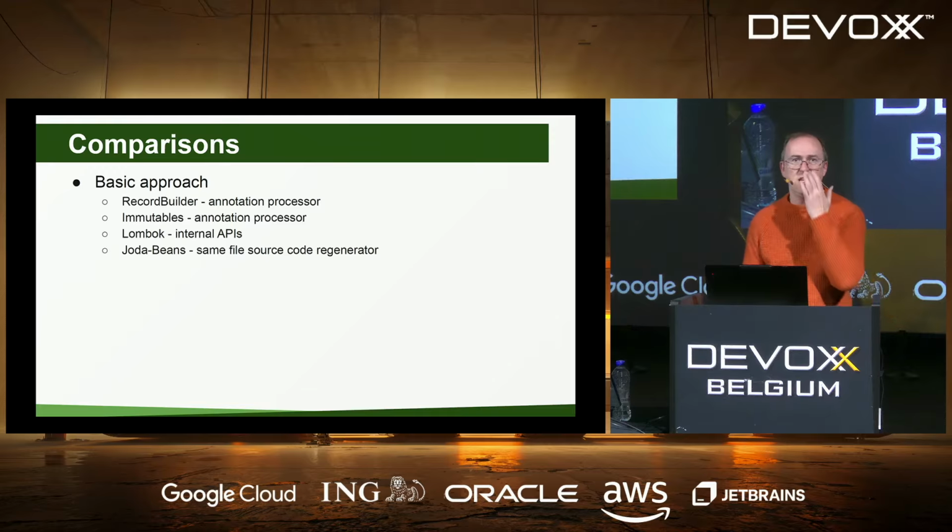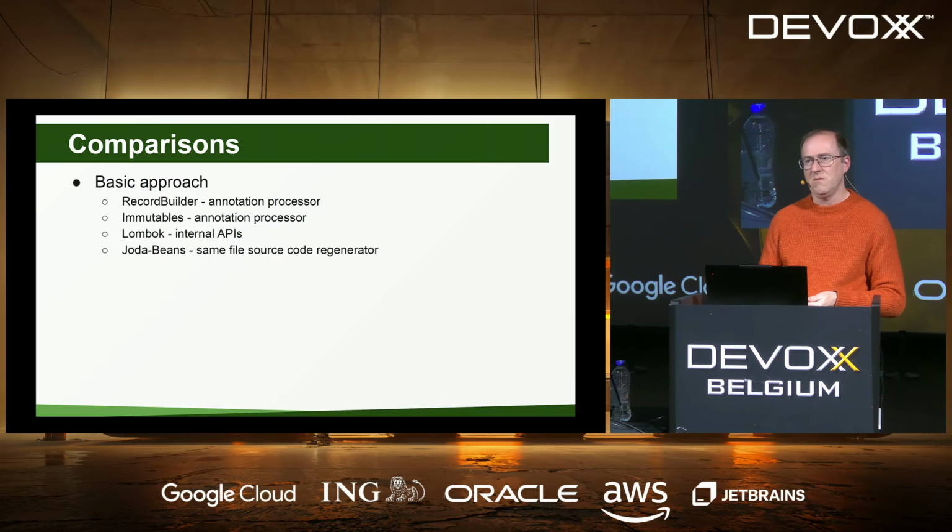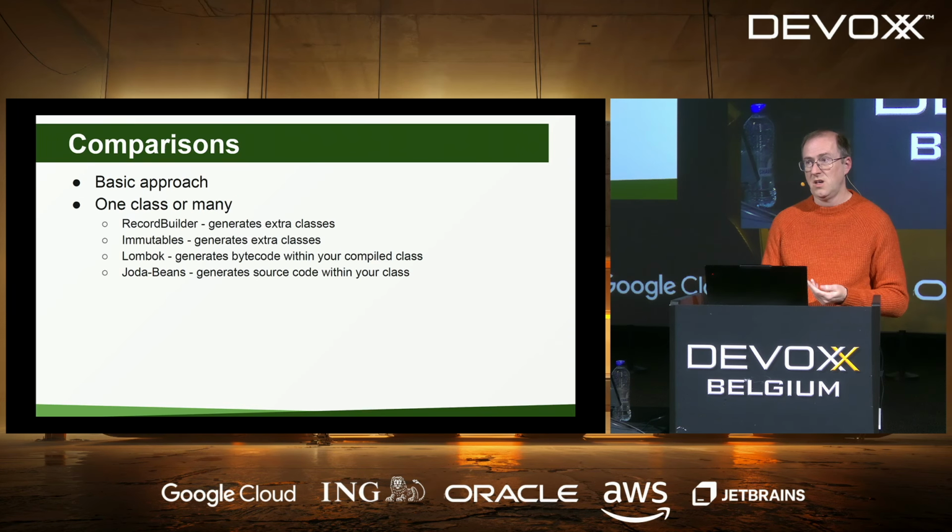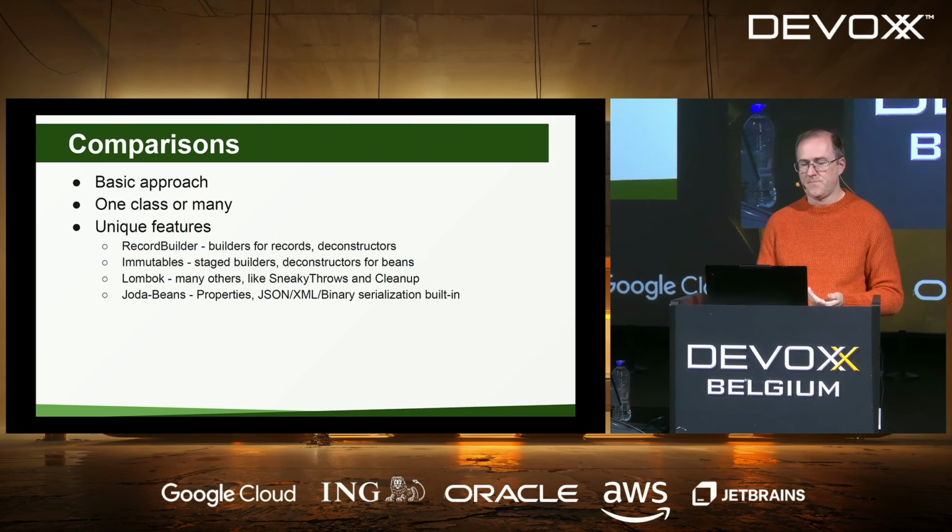So these are some of the things you need to compare on all these different approaches. Engineering is about trade-offs. There's no one right answer. So there's different approaches being taken here, whether it's annotation processors, internal APIs, or this same source regeneration approach. Do you want to have one class or many classes? If you have Record Builder or Immutables, you're aware of the extra class that's being produced. With Lombok and Joda Beans, it's just your class.